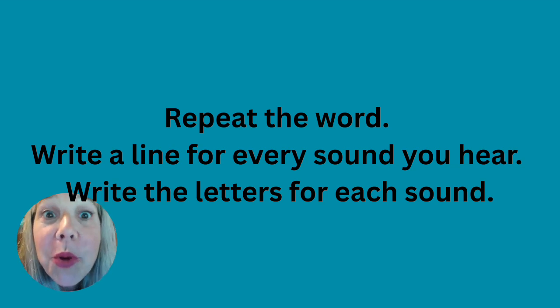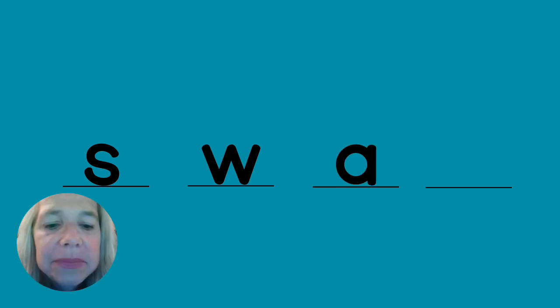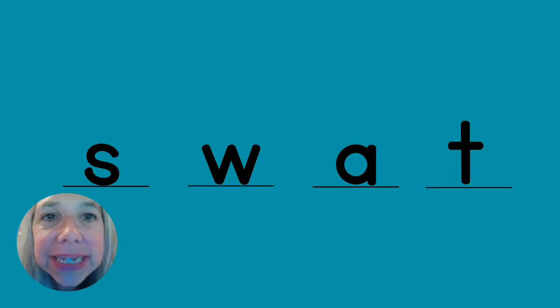Let's spell some words. Repeat the word, write a line for every sound you hear, and write the letters for each sound. Swat. S. W. Ah. T. S. W. A. T.